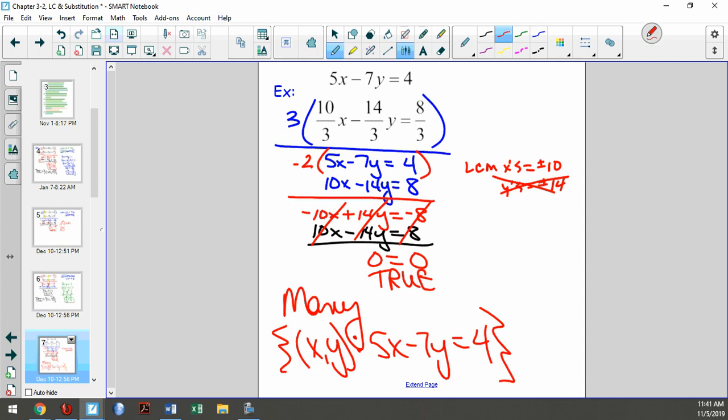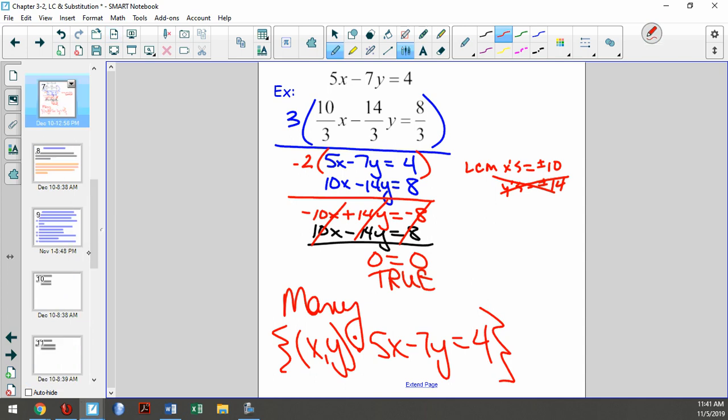Fun times, right? This is not hard. Agree? Okay, we're done with that method. That is elimination. That is really easy in my opinion. Okay? Substitution.